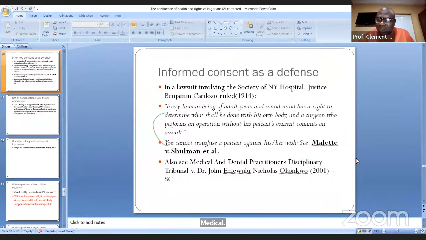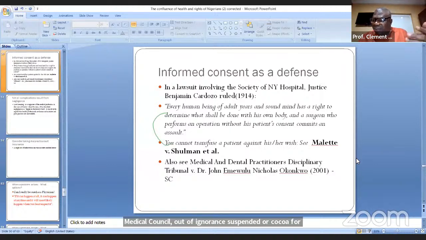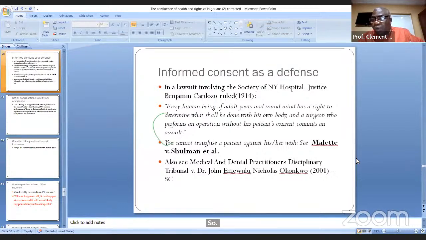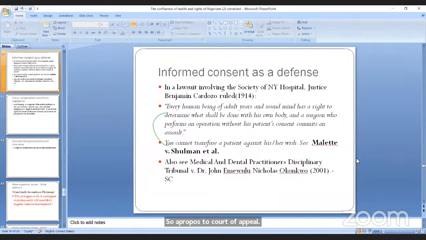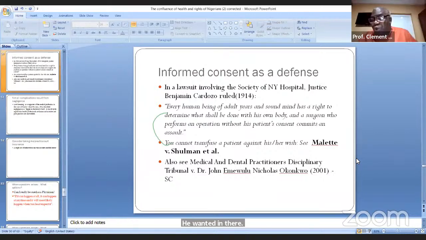The woman actually died, and they went to the Medical Council. Medical Council, out of ignorance, suspended Okonkwo for 6 months. But Okonkwo knew his right and said, I only managed this woman, who didn't want blood. So Okonkwo went to the Court of Appeal. He won there. All right? Medical Council thought maybe the Court of Appeal made an error in its judgment. They went to the Supreme Court. Okonkwo still won the case.